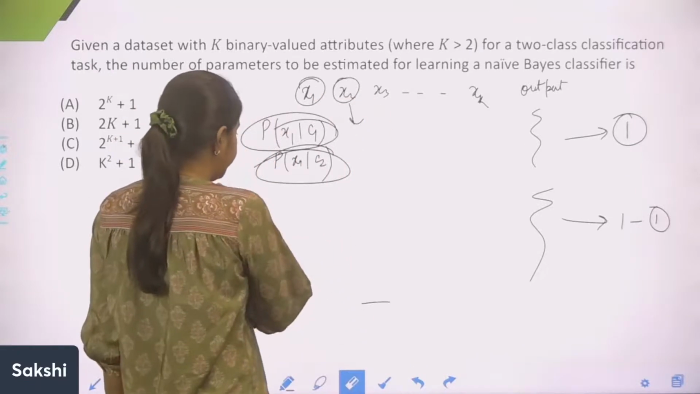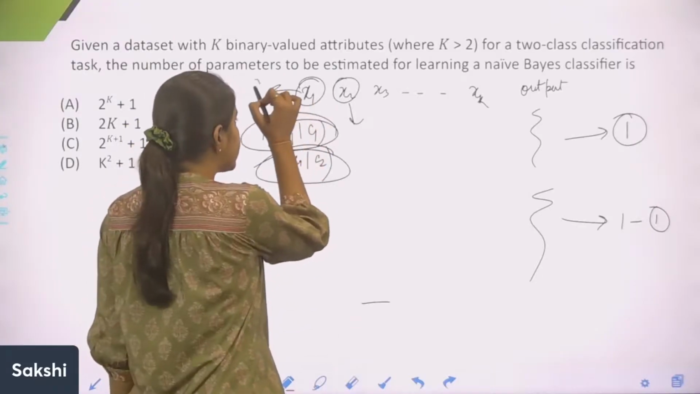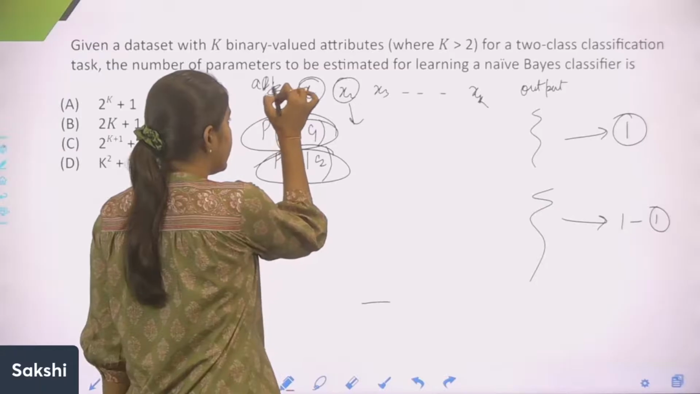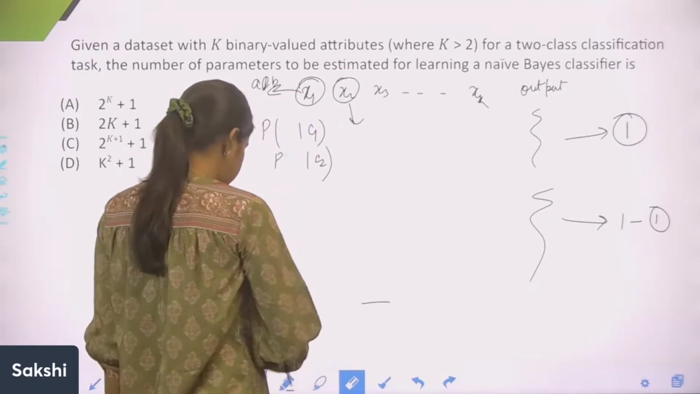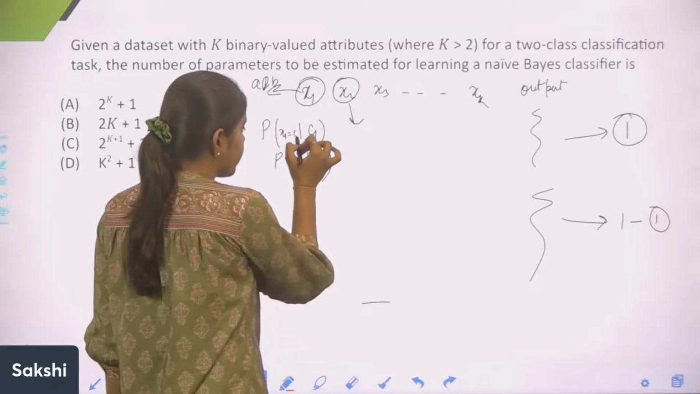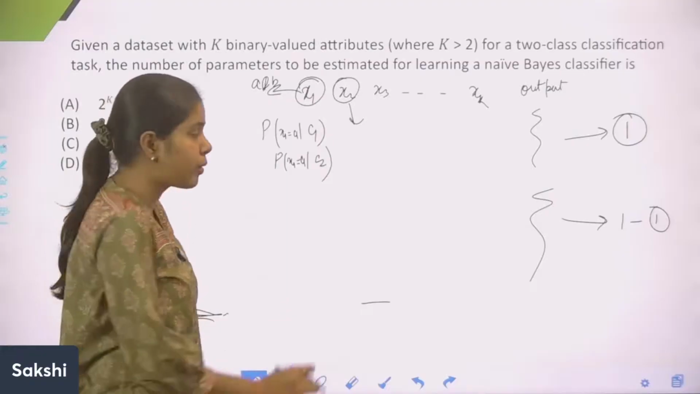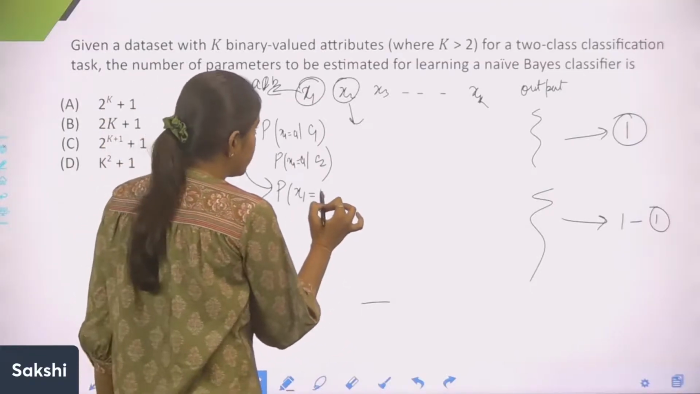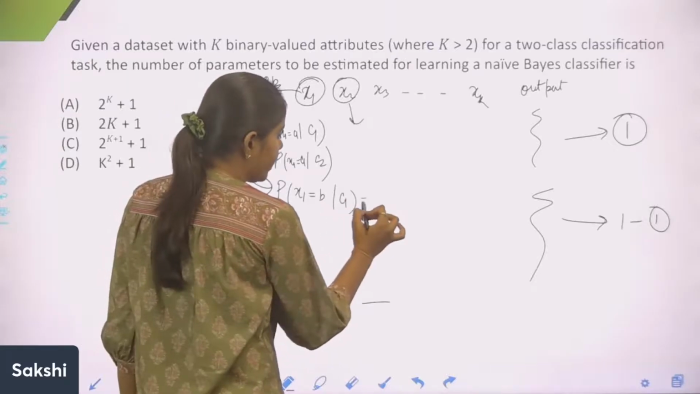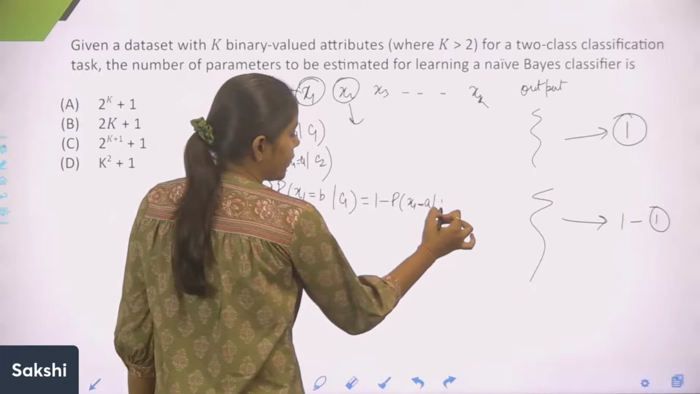Now x1 is a binary valued feature. Let's say x1 takes an a value and a b value. So what would you do? You would find out the probability of x1 equals a given c1. Once you have these, you can find out the probability x1 equals b given c1 as 1 minus the probability x1 equals a given c1.